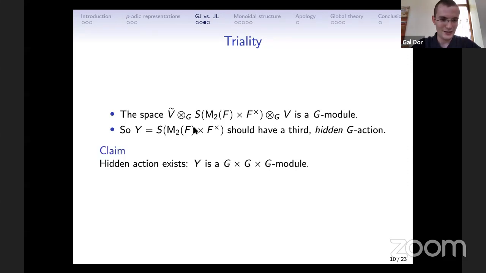And in fact, once I have this action, it turns out that the proof above is very easy. Once you know that this space, V tilde times Y times V, actually carries a G action, then identifying exactly which specific G module it is is not very difficult. So really the only hard part here is realizing that this should have a third action. And in fact, this action is not very difficult to construct. I'm going to just tell you what it is outright.